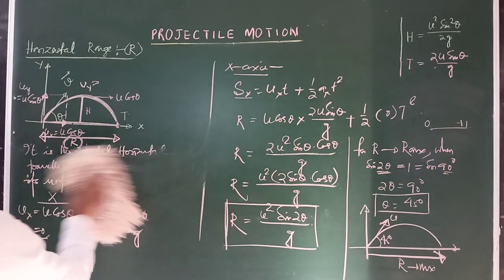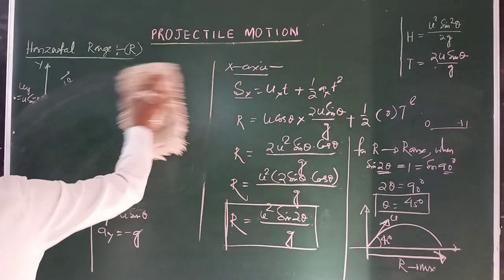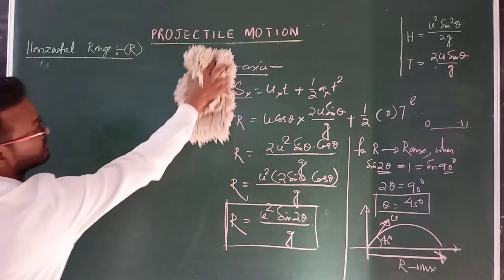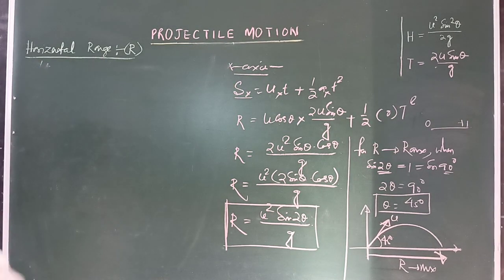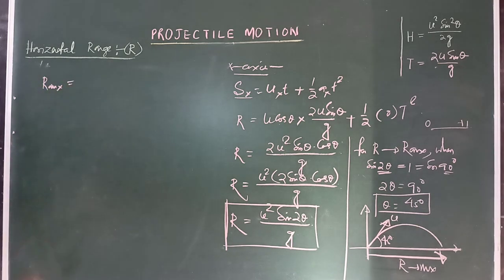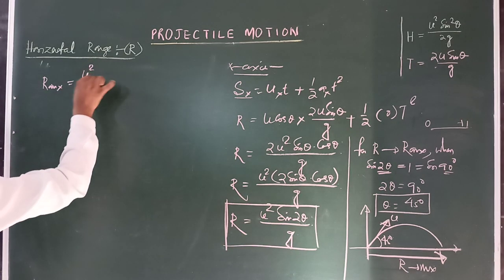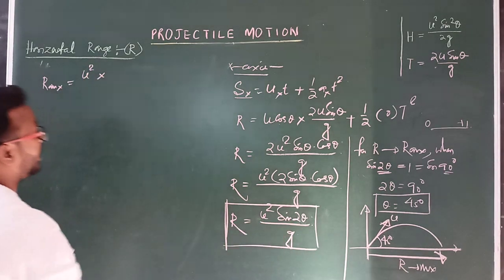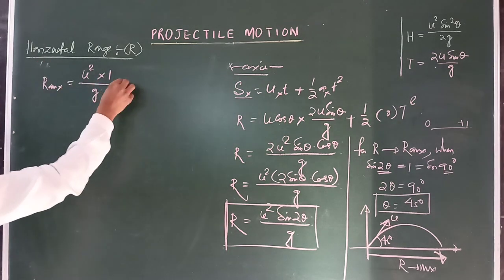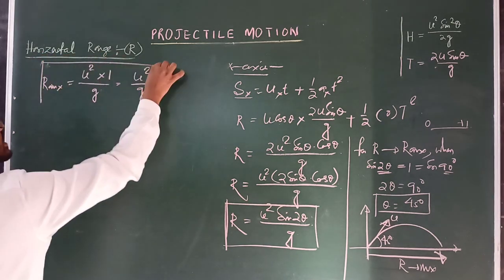Clear? So for maximum range, R max equals how much? u square into sin 2 theta, which is 1, divided by g, so u square by g is known as the maximum range.